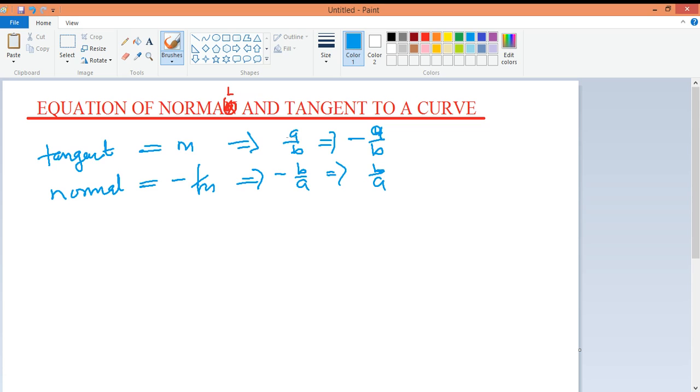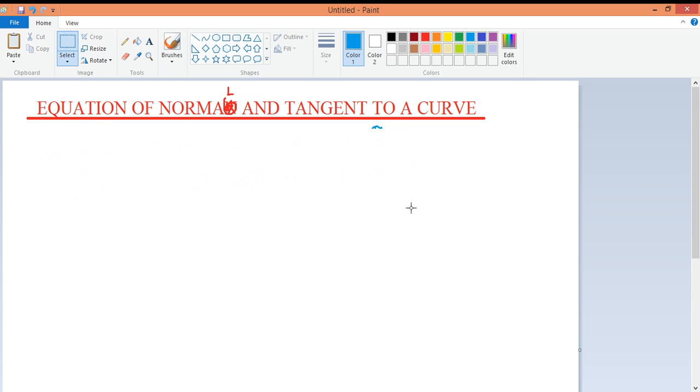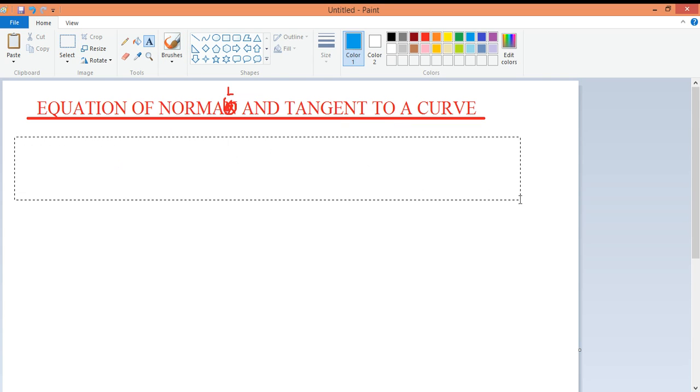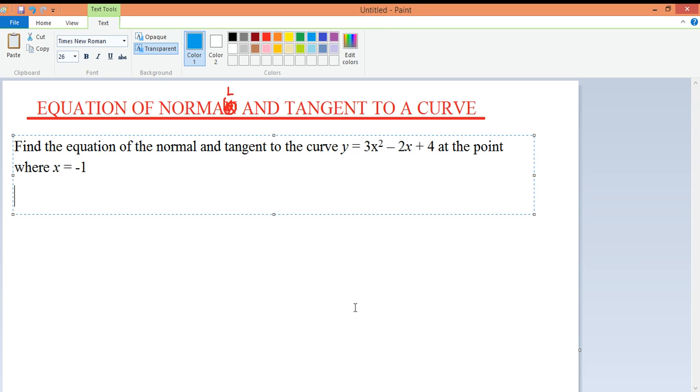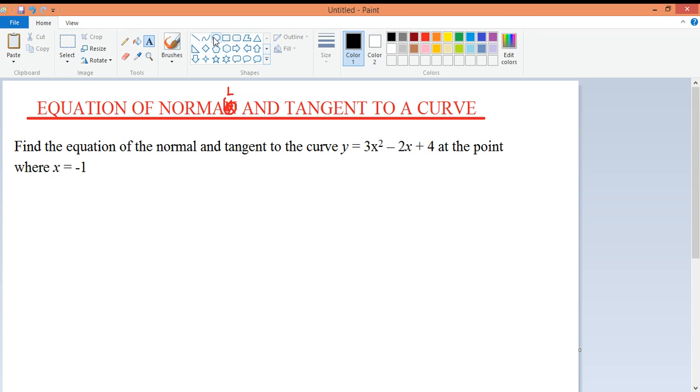So let's pick our first question for the day. And it says we are to find the equation of the normal and the tangent to the curve y is equal to 3x squared minus 2x plus 4 at the point where x is equal to 1.